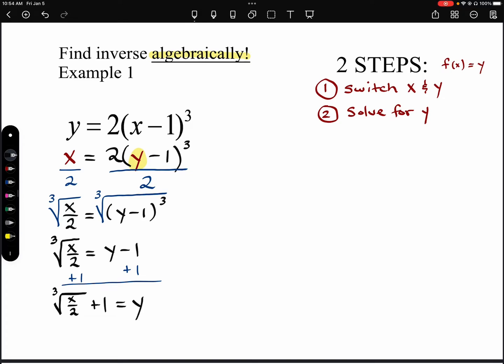And if you want to write it in our inverse form, you can add the little negative 1 up there. Remember, it's not really y to the negative first power. That just denotes that it's the inverse. So we have the inverse of our function is going to be the cube root of x over 2 plus 1. Now we can still take values and plug them in to check it. So if you want to do that right now, you can.